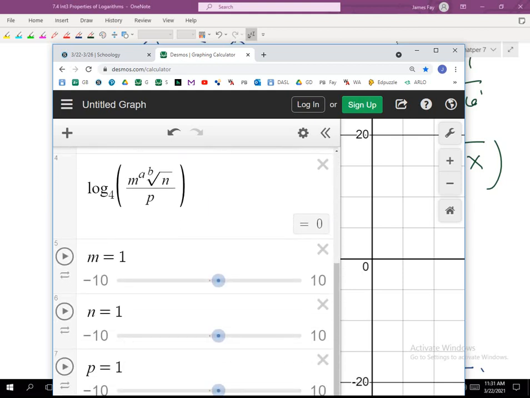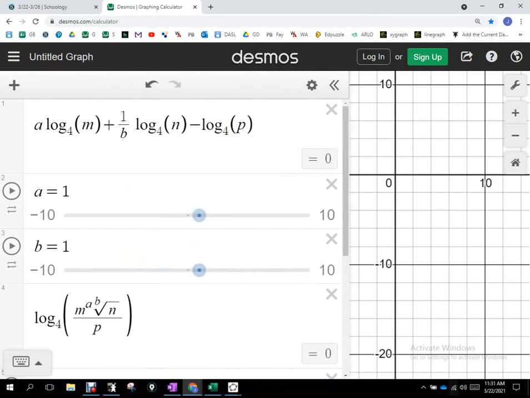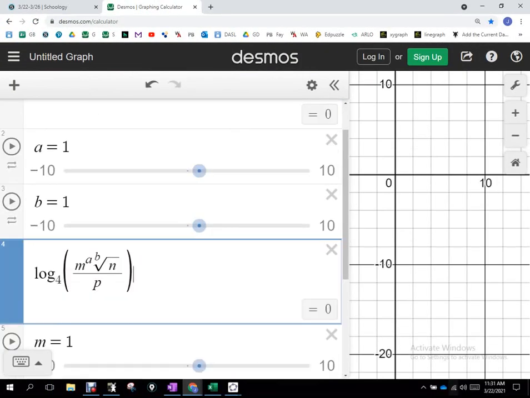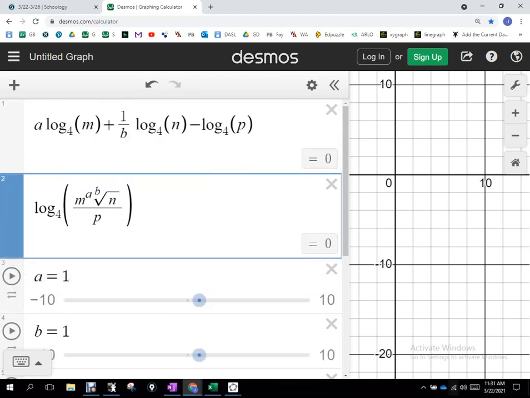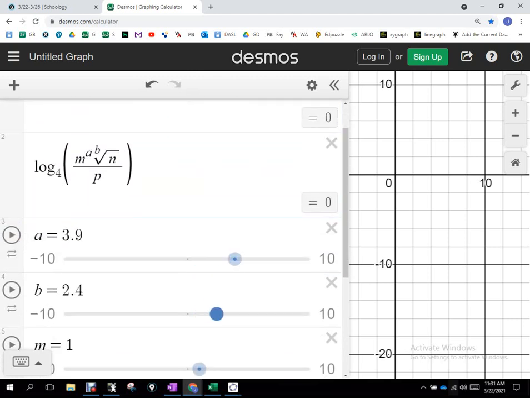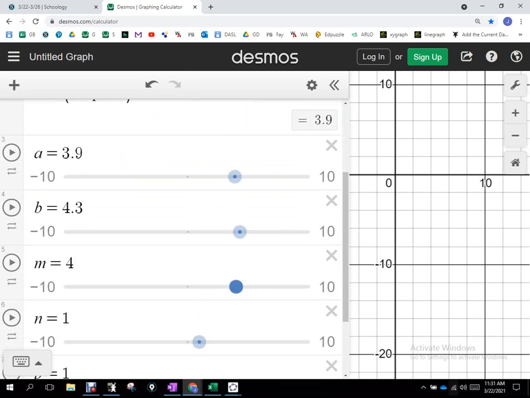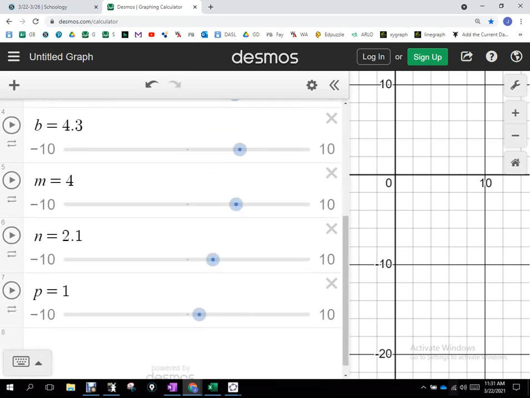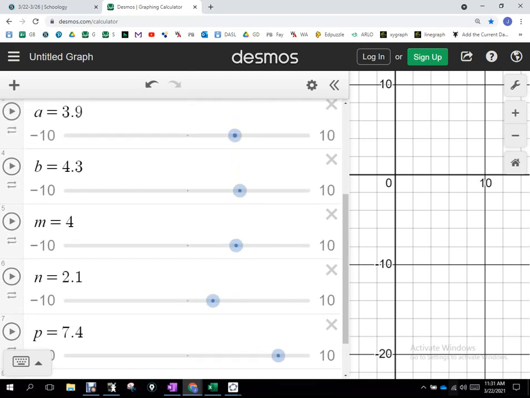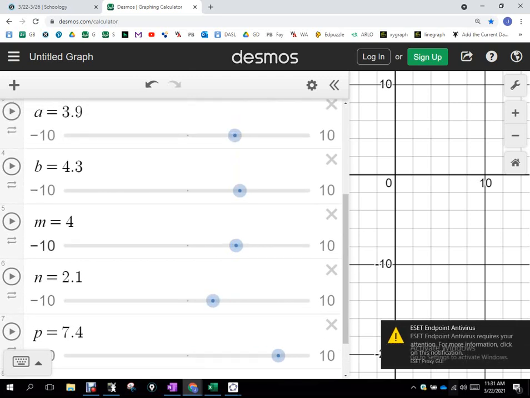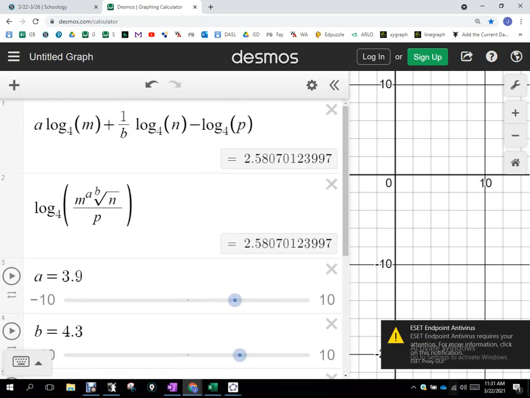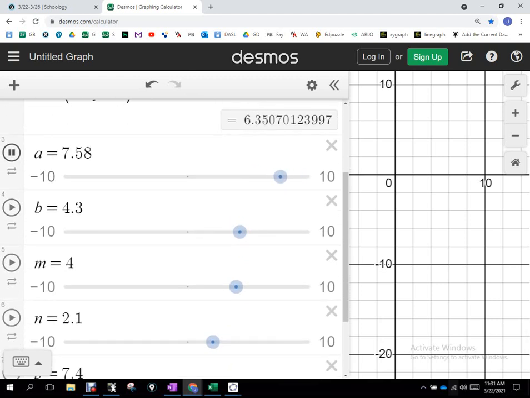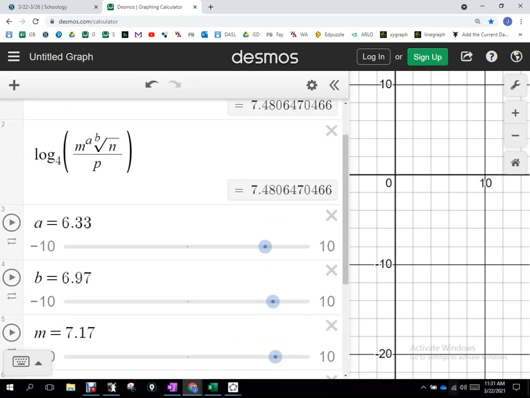So now it's asking us to adjust all those things. Can I move this? There we go. So let's see if I change A, change B, change M, change N, and change P. So those are some pretty random values I chose for A, B, M, N, and P, right? Go back up to the two things. Are they the same? And if I just stop them anywhere randomly, are they still the same thing?